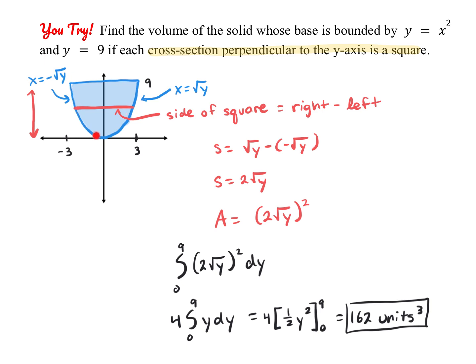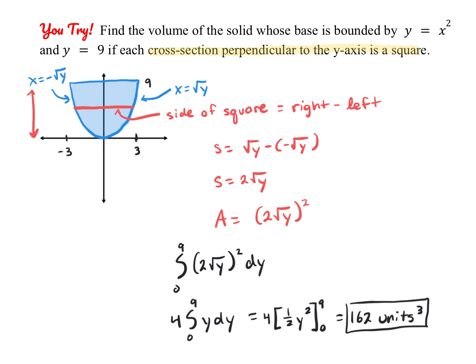Now, if we have this as our function, y equals x squared, we do need to define this as x equals. It's a horizontal distance, so I want to know what x is equal to. So the right half of our graph, we can define as x equals the positive square root of y, and this left half of our graph is x equals the negative square root of y. So when we do right minus left, we actually end up with 2 root y as our side length. And of course, to find the area of a square, it's just our side length squared. So 2 root y, all of that squared.